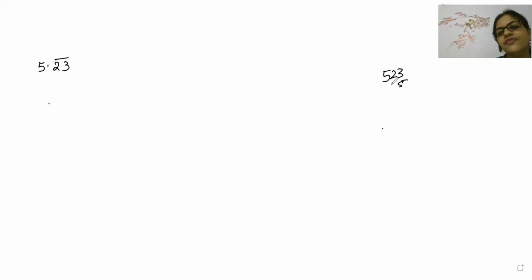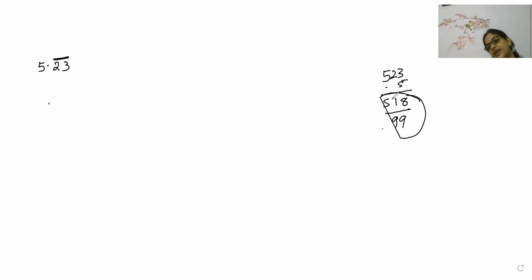That means you have understood what you have to do, beta. 523 minus 5. So 13 minus 5 is 8. 518. After decimal, how many digits are having bar? 99. So let's see, our answer should come 518 by 99. Let's see, we have written in shortcut, but is it correct or wrong?